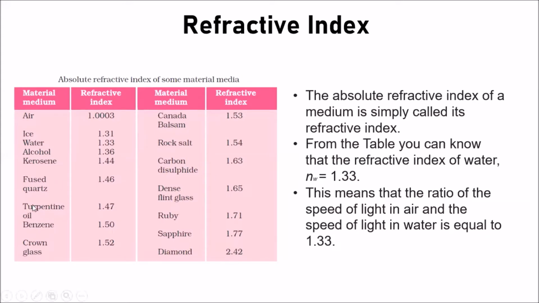Because of this table, we just got certain combinations. If I ask you a question, out of fused quartz and dense flint glass, which is the denser material, we can see the refractive index, and we can understand that because dense flint glass has a higher refractive index, it's a denser material, because the speed of light is decreasing.